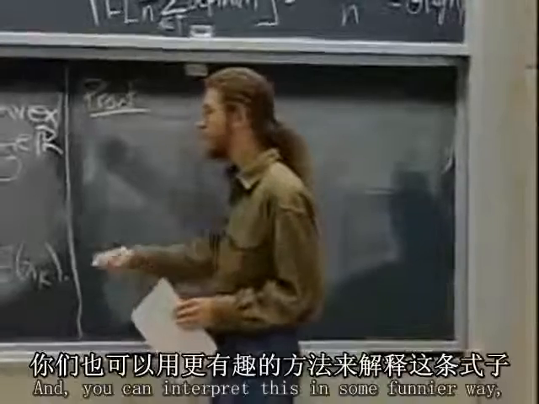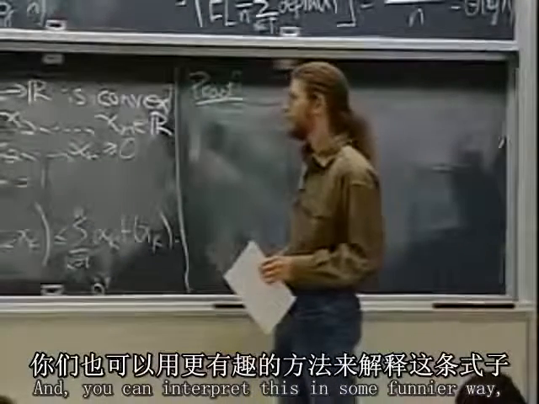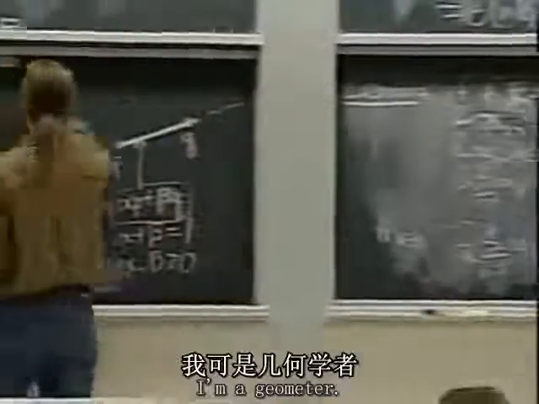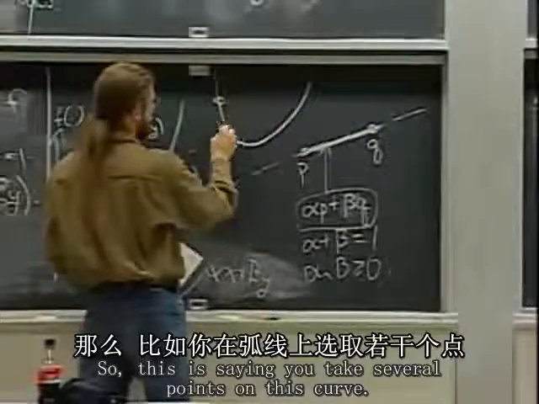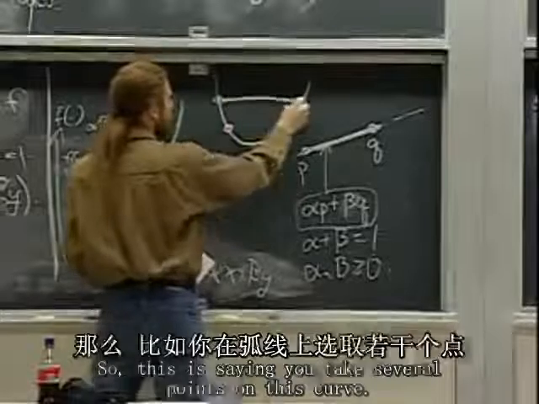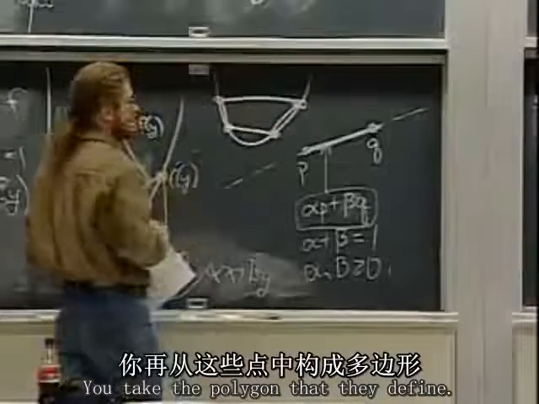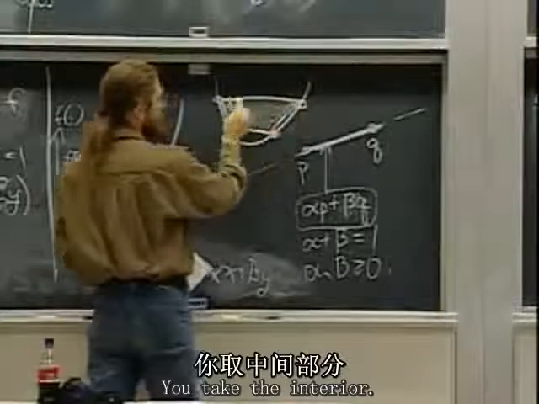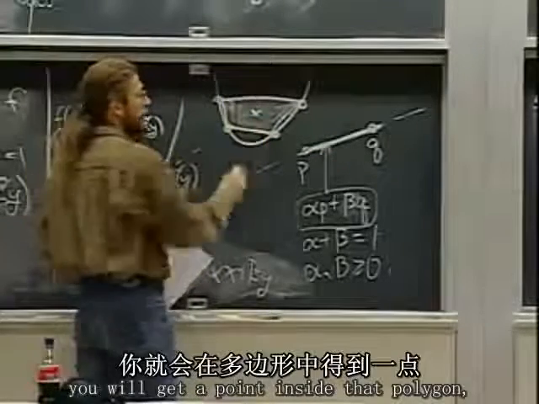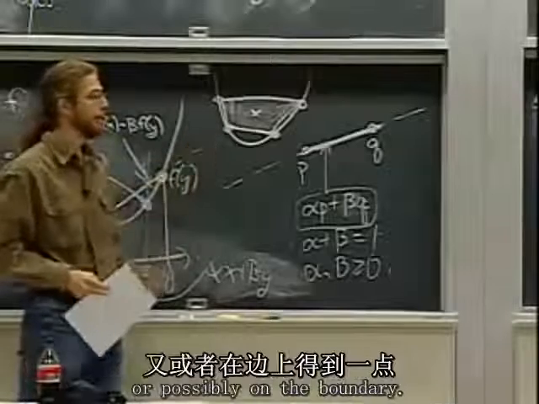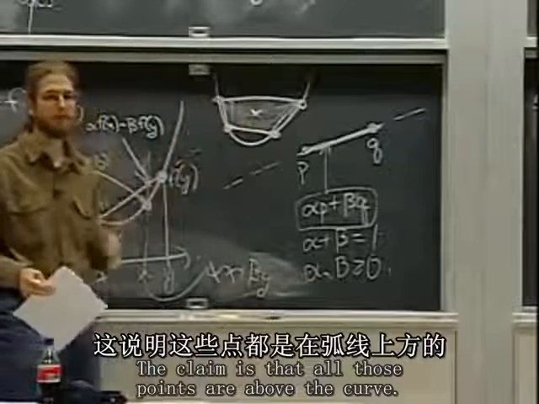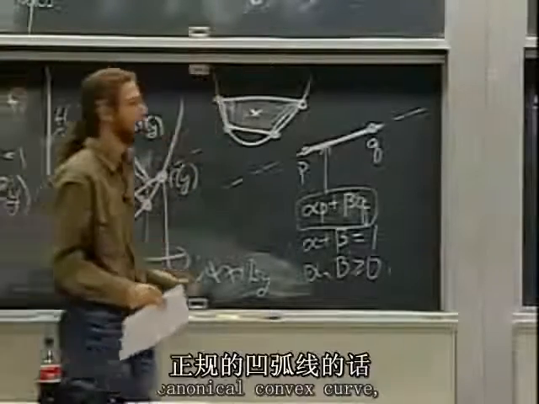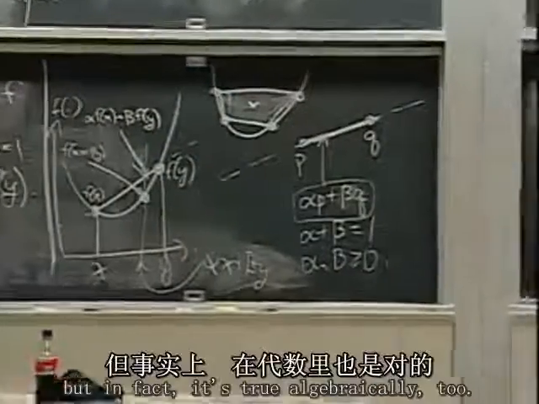And you can interpret this in some funnier way, which I won't get into. Oh, sure, why not? I'm a geometer. So this is saying you take several points on this curve. You take the polygon that they define. So these are straight line segments. You take the interior. If you take an affine combination like that, you will get a point inside that polygon, or possibly on the boundary. The claim is that all those points are above the curve. Again, intuitively true if you draw a nice canonical convex curve, but in fact it's true algebraically too.